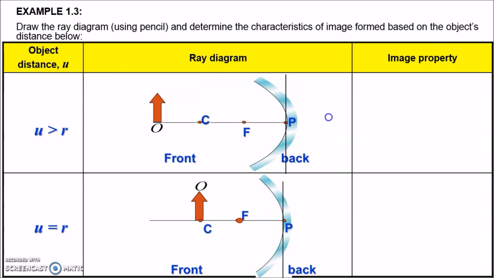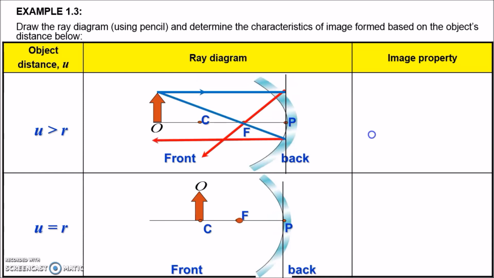Step 1. The incident ray is parallel to the principal axis and the reflected ray will pass through point F. Step 2. The incident ray will pass through point F and the reflected ray will be parallel to the principal axis. Step 3. This is optional. The incident ray will pass through point C and the reflected ray will also pass through point C in the opposite direction. Here we can see the intersection point between the reflected rays, so image will form here.